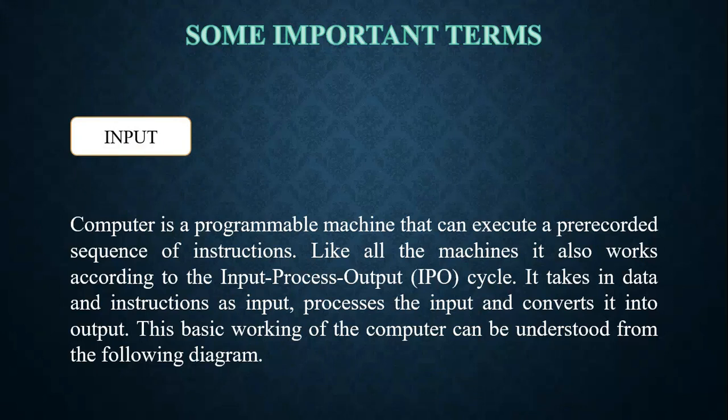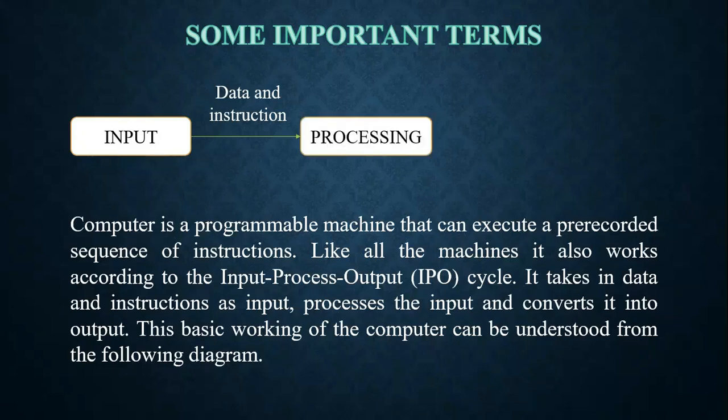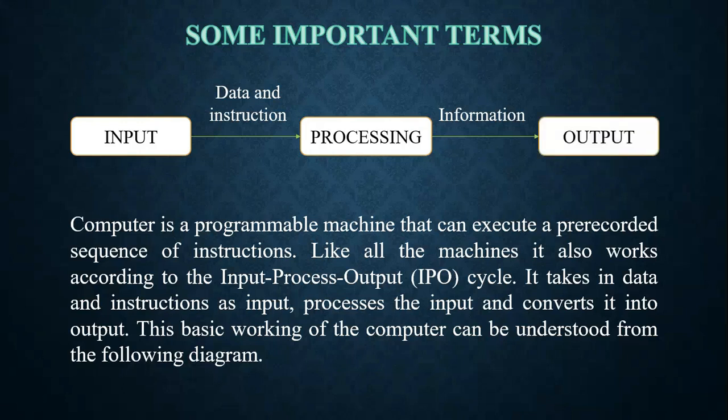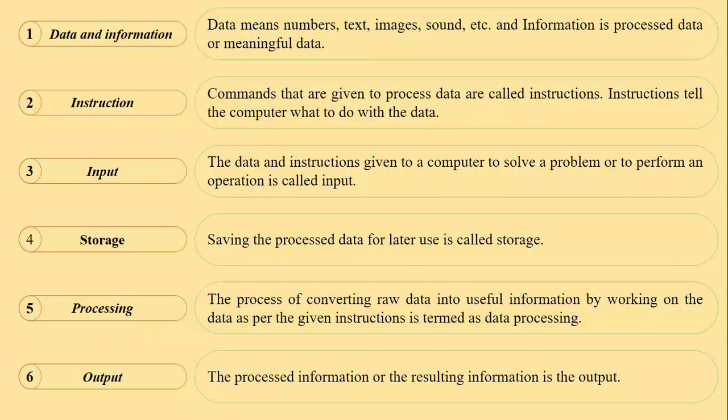Input. We give input from input devices like keyboard, mouse, joystick, scanner, and the input which we give is in the form of data and instructions. The computer processes it in the processing device, which is our CPU, and it transfers the information and displays it on the output device like monitor, printer, or projector. I hope you understood this. Now these are the descriptions which we have seen in the diagram.